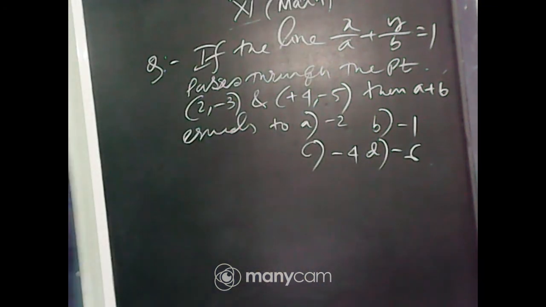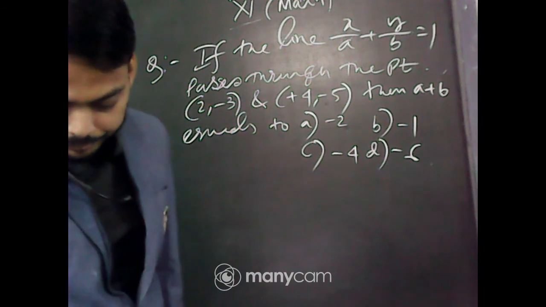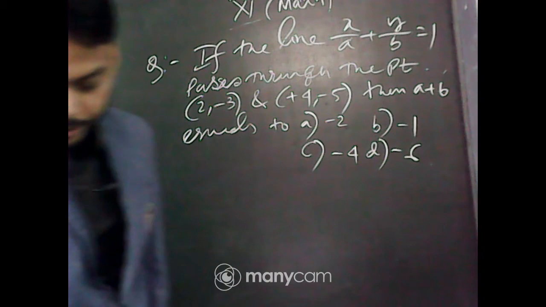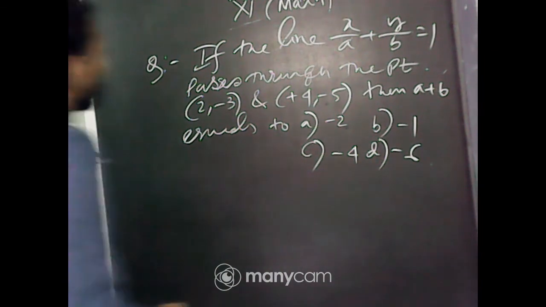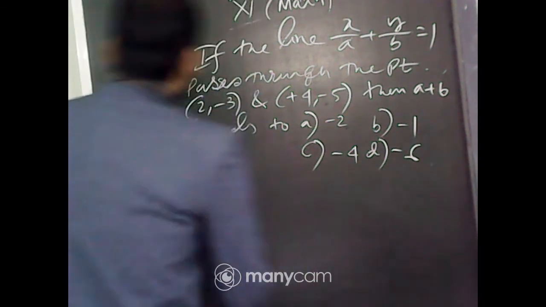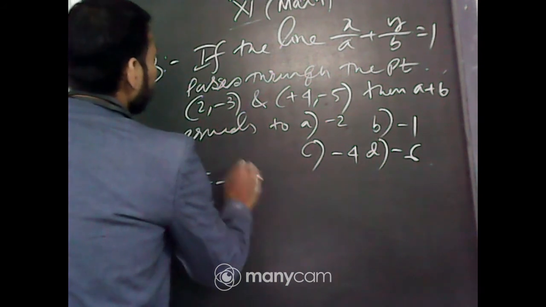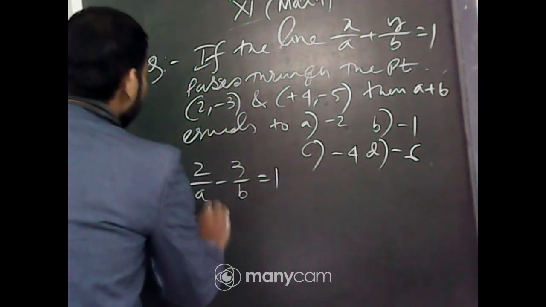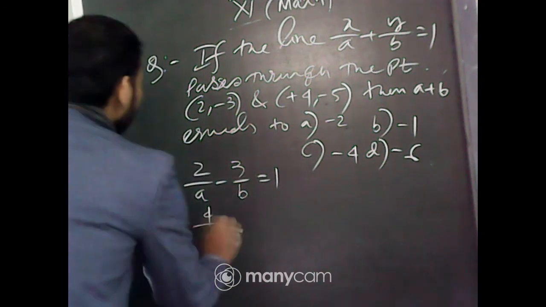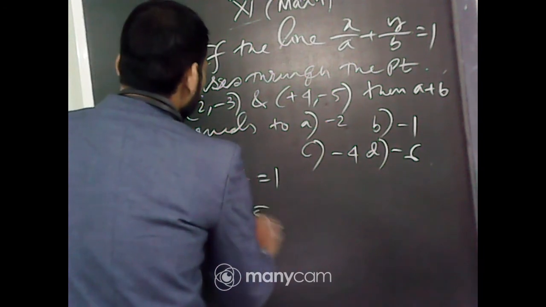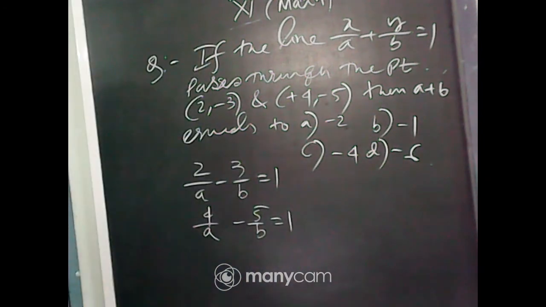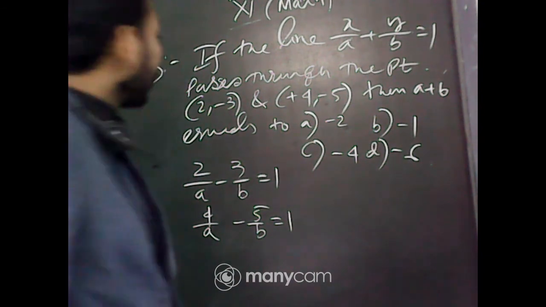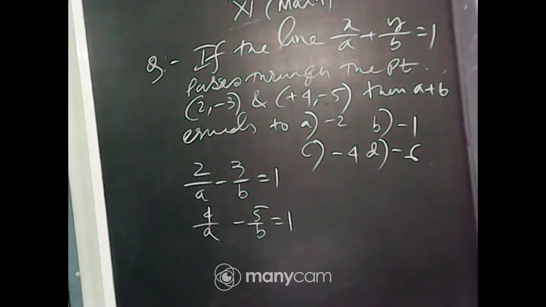Okay, tell me. I am waiting. So first of all, it passes through (2, minus 3). So it will be 2 by a minus 3 by b equals 1, and then passes through (4, minus 5). So 4 by a minus 5 by b equals 1. Isn't it? First of all passes through (2, minus 3), second of all passes through (4, minus 5). So we got the two equations here.